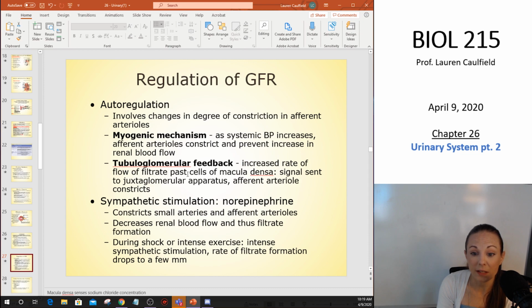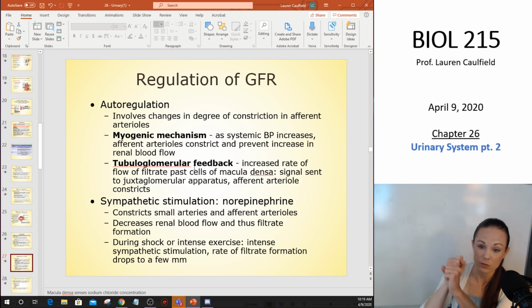Okay, so if we're making too much urine, we have too much filtrate that's passing through there, we send a signal back to that afferent arteriole, hey, you guys need to tone it down a notch. Okay, we constrict it, we reduce that blood flow, therefore reducing the rate of filtrate production. Okay, so these are two different ways that we can regulate the glomerular filtration rate. Okay, how much filtrate are we producing in the glomerulus? So those are both auto-regulation, okay? We have no control over them.